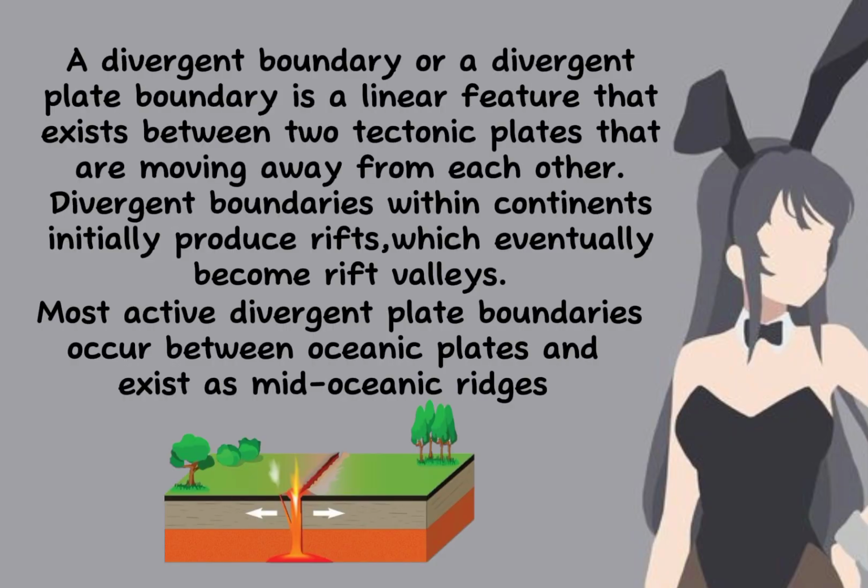A divergent boundary, or divergent plate boundary, is a linear feature that exists between two tectonic plates that are moving away from each other. Divergent boundaries within continents initially produce rifts, which eventually become rift valleys. Most active divergent plate boundaries occur between oceanic plates and exist as mid-oceanic ridges.